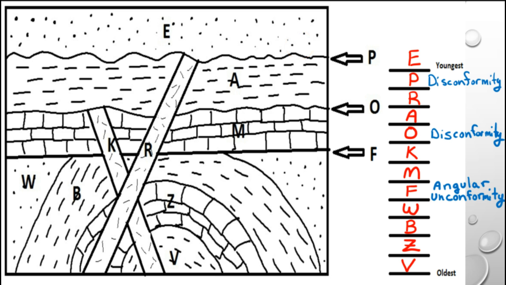You're going to follow the same procedure with the diagrams in your lab manual as well. So this concludes the lesson on relative age dating and unconformities.